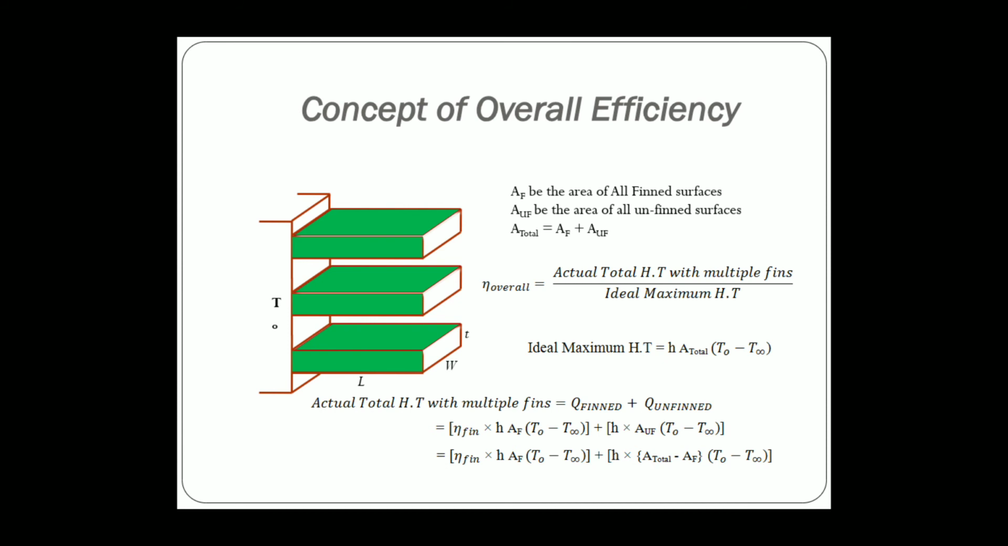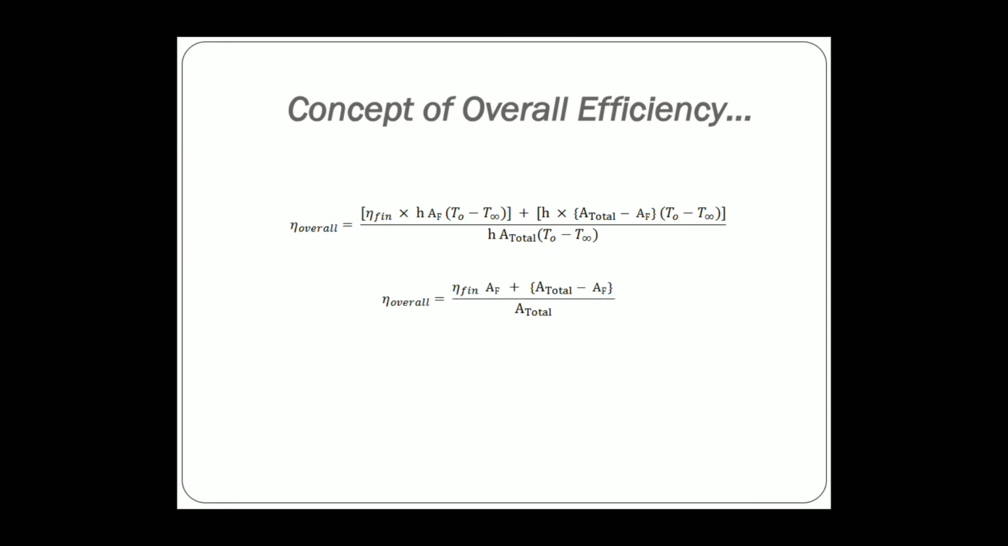Then you will get this expression. So again I will rewrite and apply this to the overall efficiency. I will write actual heat transfer in the numerator and ideal maximum heat transfer in the denominator. If you simplify, you will get this expression, and after final simplification the overall efficiency of this multiple fin will be equal to 1 minus A finned, the total finned area, divided by A total, which is A finned plus unfinned area, into 1 minus eta fin. Eta fin is the individual fin efficiency and eta overall is the overall efficiency with the use of these multiple fins. So this is the concept of overall efficiency.